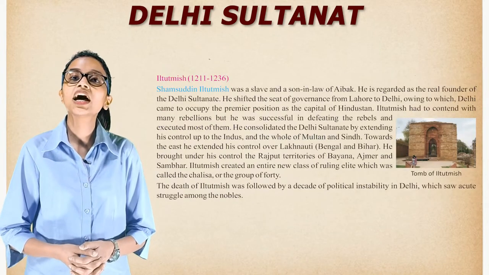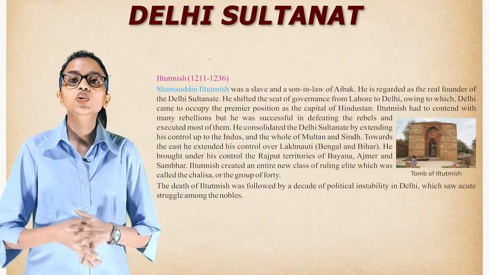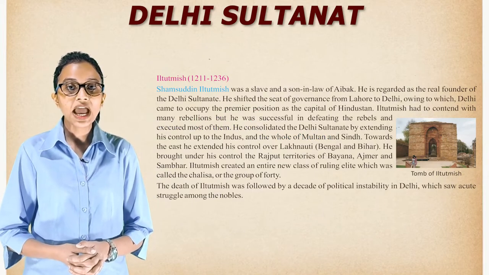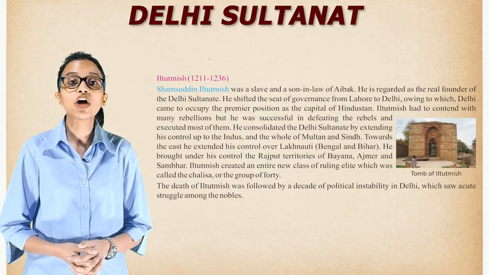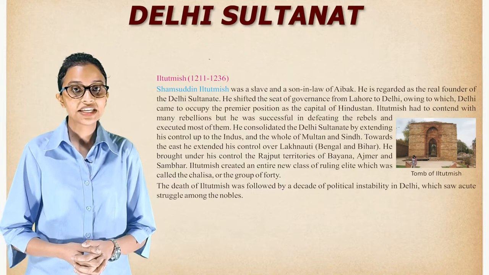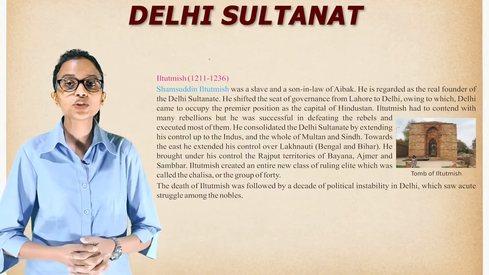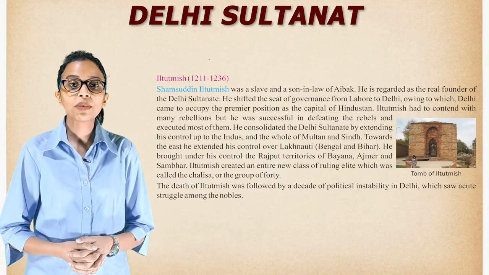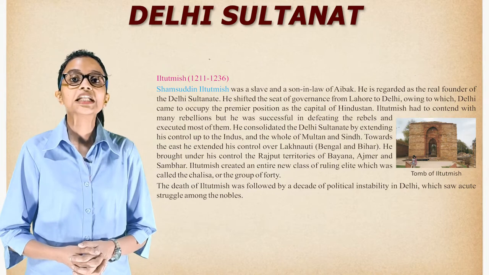Iltutmish, 1211 to 1236. Shamsuddin Iltutmish was a slave and a son-in-law of Aibak. He is regarded as the real founder of the Delhi Sultanate. He shifted the seat of governance from Lahore to Delhi, owing to which Delhi came to occupy the premier position as the capital of Hindustan.